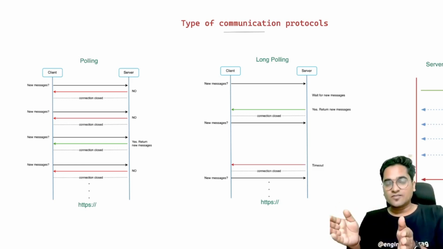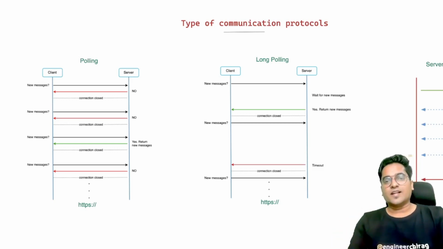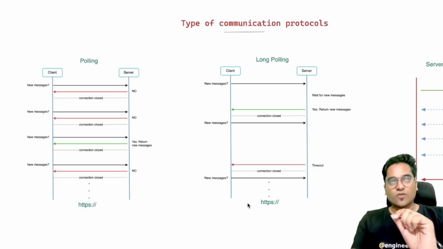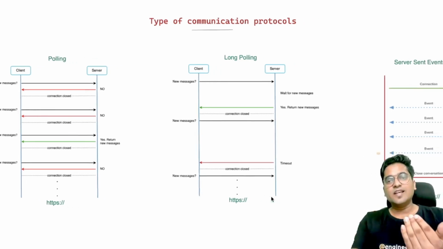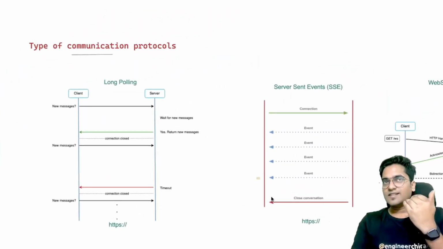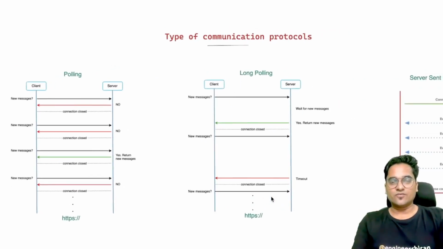There can be other ways also of communication between server to server, which we are not going to cover. We are going to talk about the client and the server communication. So let's get started. The first one is polling, how you can get the data frequently from the server. Second is long polling. Third is server sent event, and the fourth is WebSocket. So let's quickly dive into each one of them one by one.